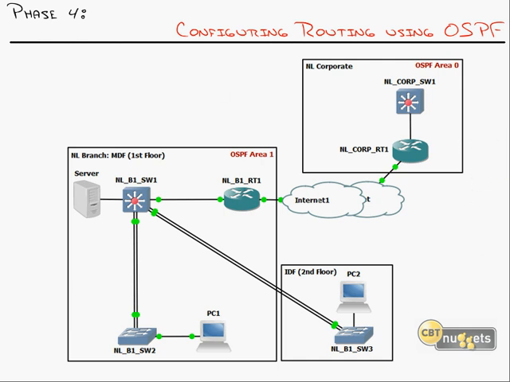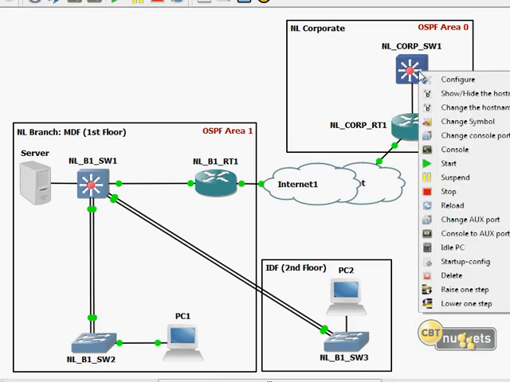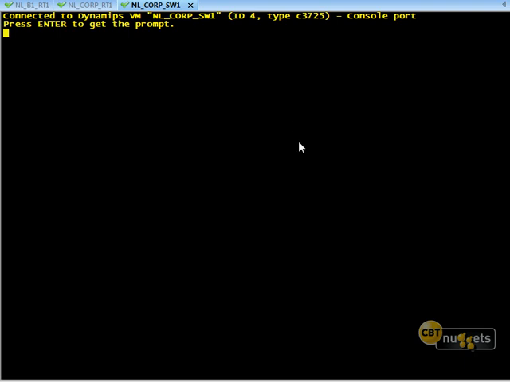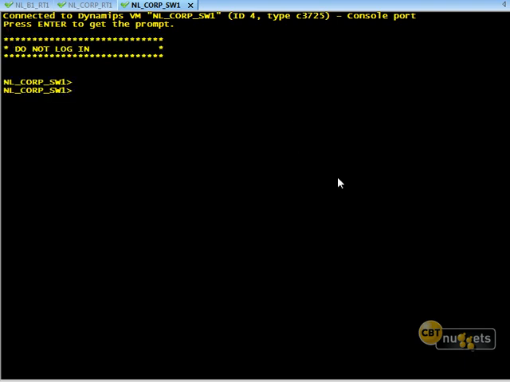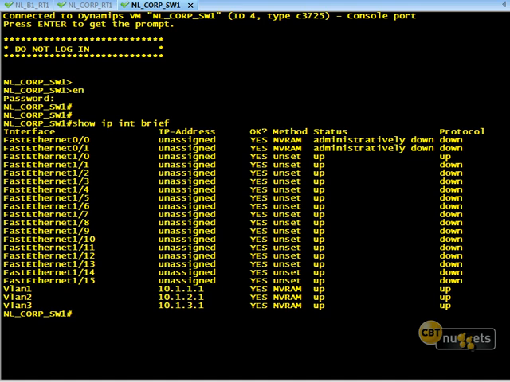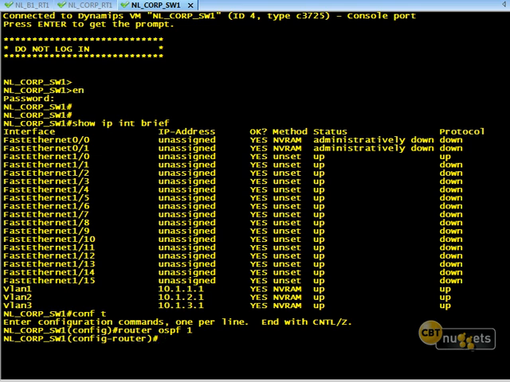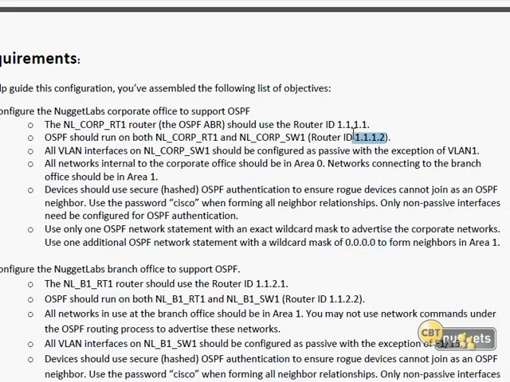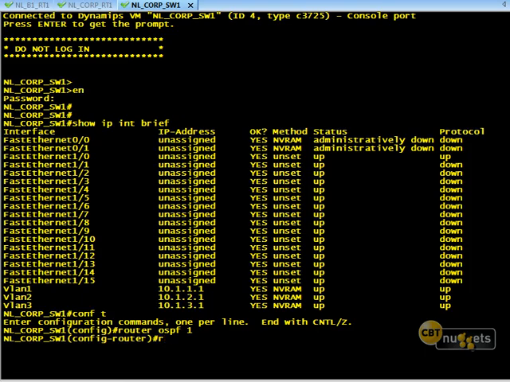Let's head over and configure the layer 3 switch. Actually, I need to go to GNS3, open a console connection, and I'm in. So we've got switch 1, and let's do a show ip interface brief. Got a few switch ports, and then we've got the VLAN interfaces. Okay, so I'm going to go in and do a router ospf 1. Now, the lab said that the router ID for this guy should be 1.1.1.2. So let's do router-id 1.1.1.2. And then I'll do the network command.